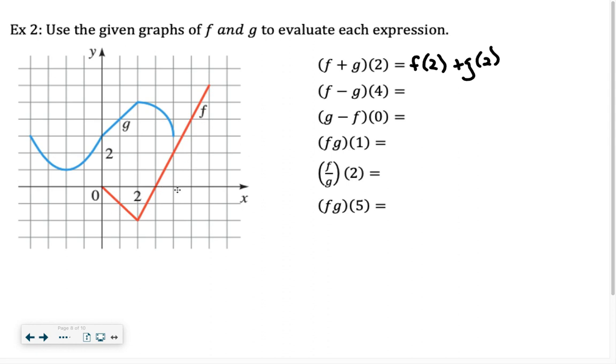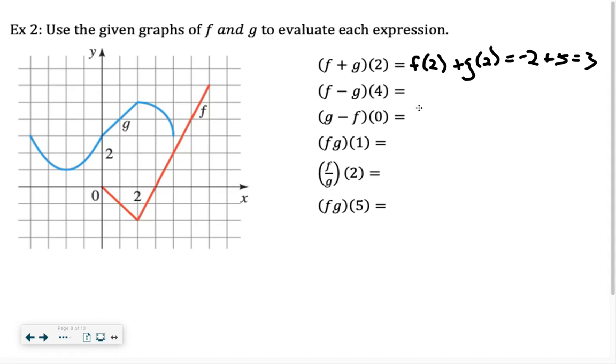If I look at my graph, f of 2 means go to where x is 2 and find the y value. So here's where x is 2. The y value is negative 2. So this will be negative 2 plus g of 2 will be up here at 5. So negative 2 plus 5 gets me 3. From this graph, f plus g of 2 is equal to 3. Right? We can do the same thing for all of these.